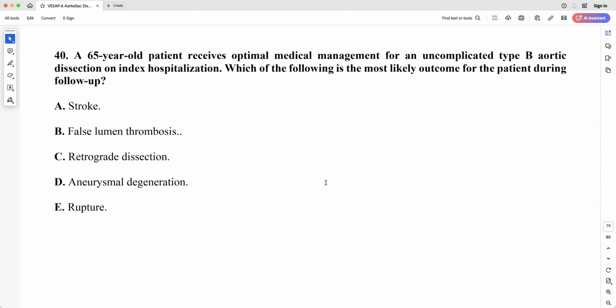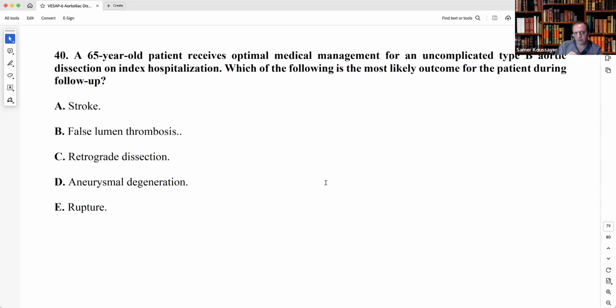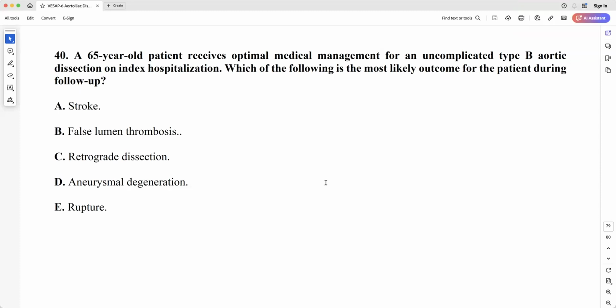Okay. So the answer will be, I think, false lumen thrombosis, because retrograde dissection is mentioned in the question, where the patient is receiving optimal medical management. Aneurysm degeneration, as you mentioned, Dr. Samer, there is debate about it. And rupture, with optimal medical management, the outcome will not be rupture. So I think the right answer is.